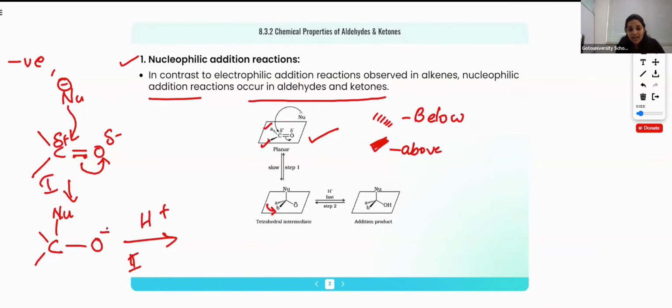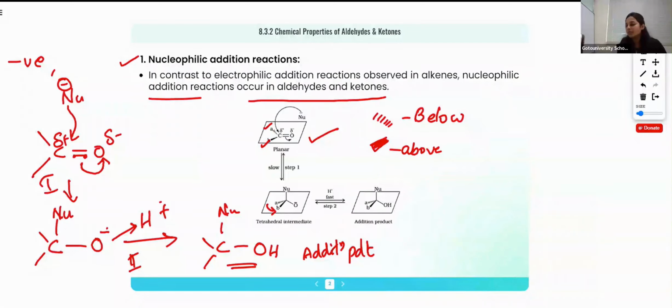This is the negative charge. This one is positive. So these 2 charges will attract together. Then you will get the nucleophile here, 2 bonds. Then oxygen is there and this hydrogen will attach with this oxygen to produce OH. So this is the addition product. Whatever the group it may be, leave it. So this is the first step, second step.